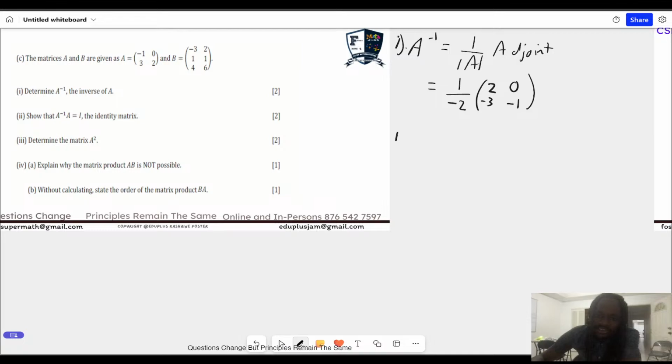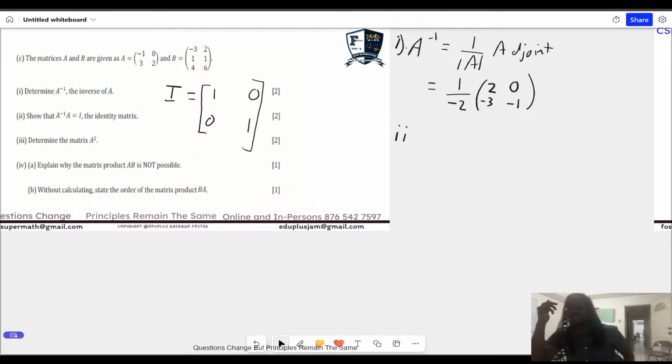Next. So you can only get this question if the previous one was correct. So show that A inverse times A is equal to I, which is the identity matrix. When we're talking about the identity matrix, this is what we're talking about. A matrix that says 1, 0, 0, 1. So that's the identity matrix.